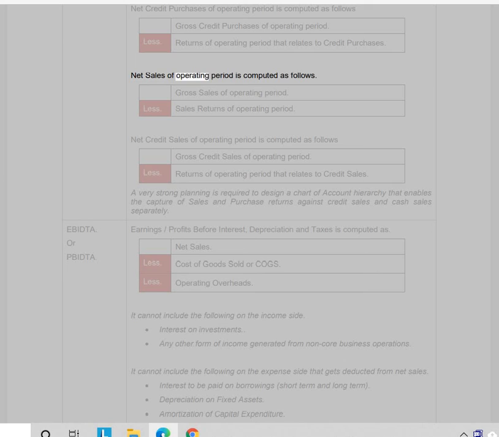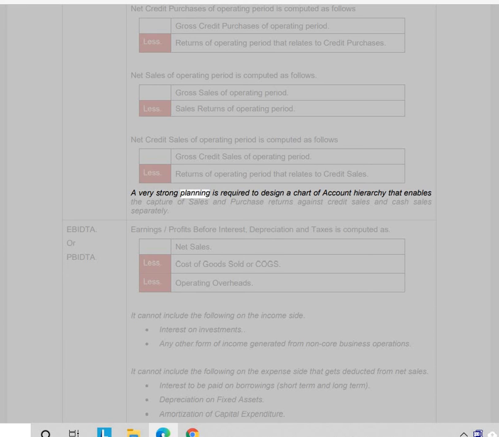Net sales of operating period is computed as follows. Gross sales of operating period, less sales returns of operating period. Net credit sales of operating period is computed as follows. Gross credit sales of operating period, less returns of operating period that relate to credit sales.